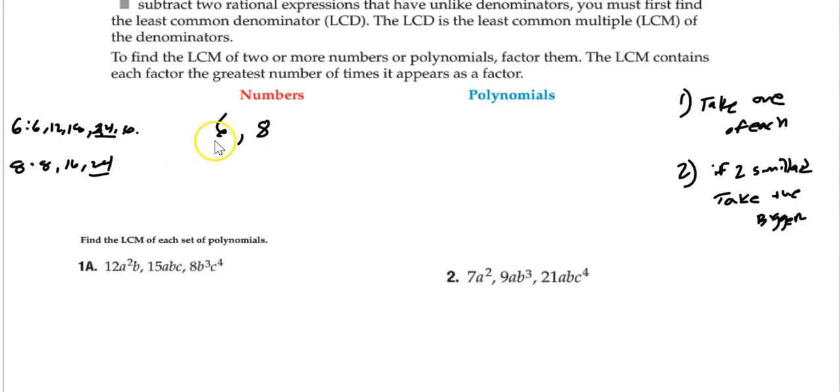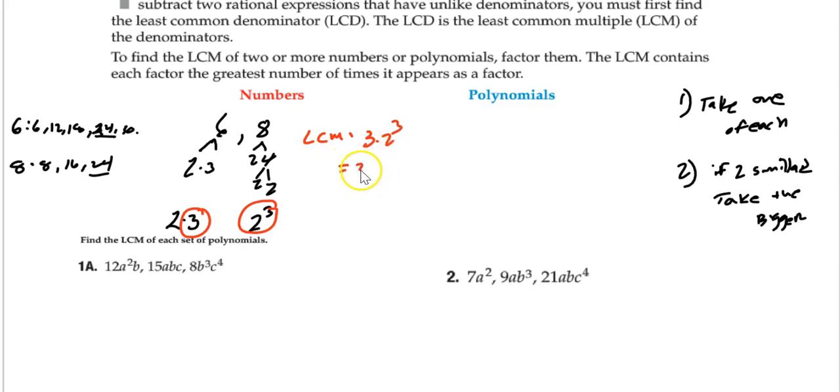The systematic way of doing it is you prime factor both of them. So 6 is 2 times 3, and 8 is 2 times 4, which is 2 times 2 times 2, or 2 cubed. And what we do is what I said. I'm going to take one of each. So I need a 3, and I need a 2. And if there are two of the same, you pick the higher one. That's going to be your lowest common multiple. 3 times 2 cubed: 3 times 8, 24. So that's the process. Take one of each.